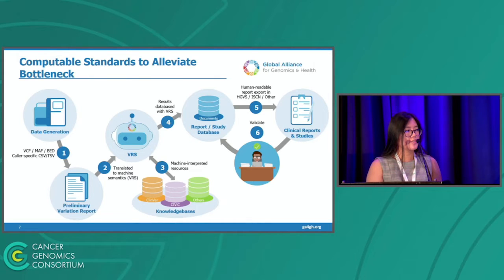And now in step 4, we can computationally store these results in a database. And in step 5, we can have the human readable reports exported in a clinical report and study. And in step 6, we can highlight how the clinician, curator, or variant scientist now only has to review and validate. They no longer have to do a lot of labor-intensive steps. So we can see that using computable standards can help improve the efficiency of variant assessment and interpretation.